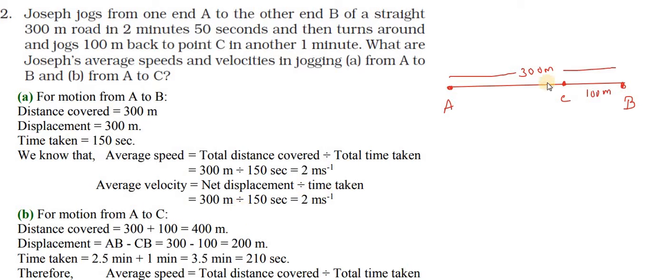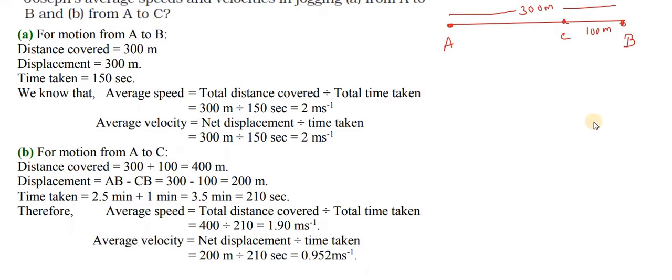So from A to C. Now the second question: from A to C, how much is traveled? The distance covered is 300 from A to B, and from there it will come to C. So that is 300 plus 100, that is 400 meter.